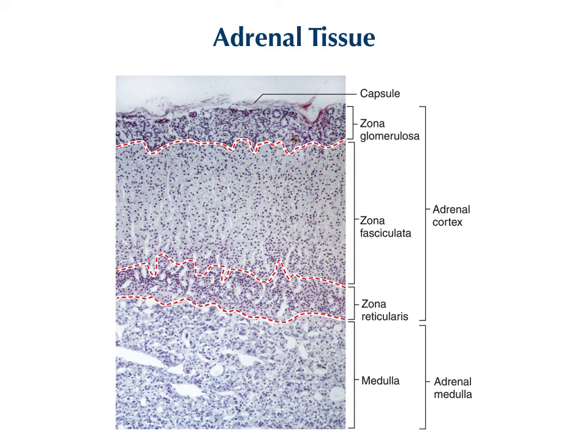The zona fasciculata is the middle and largest of the 3 zones in the cortex. Cells in the fasciculata are polyhedral and usually have a foamy appearance due to abundant lipid droplets. And the innermost zone is the zona reticularis, and cells in this zone are arranged in cords that project in many different directions and anastomose with one another.